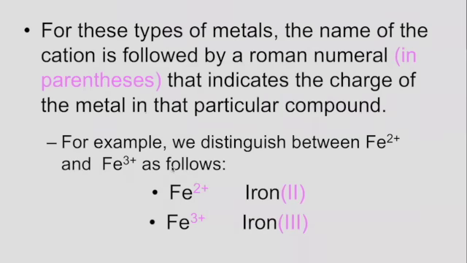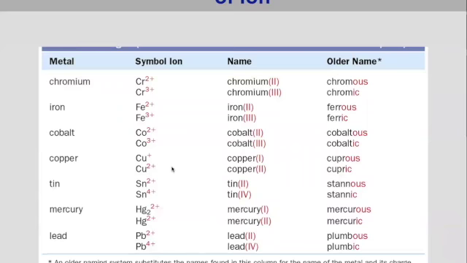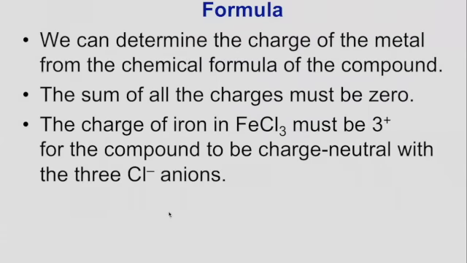Notice here, for example, the possibilities. We're not going to be using the old name. We're going to be using the most recent name, which makes things easier. So lead can be lead 2, lead 4, mercury 1, mercury 2, and so on. Now, obviously, since you're going to have to tell me the charge that it's carrying, that means you're going to have to figure out how to calculate the charge.